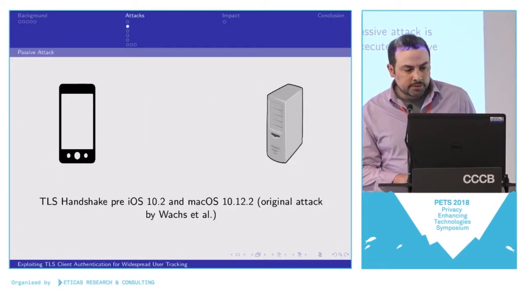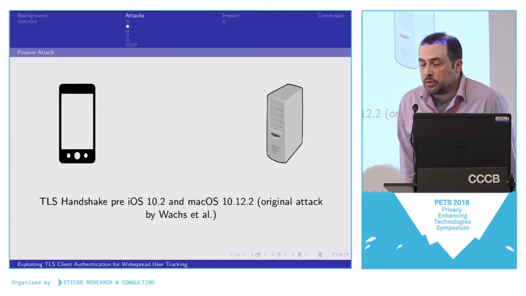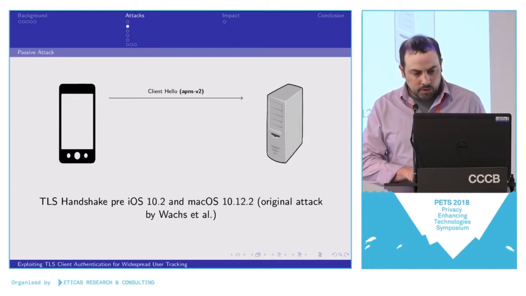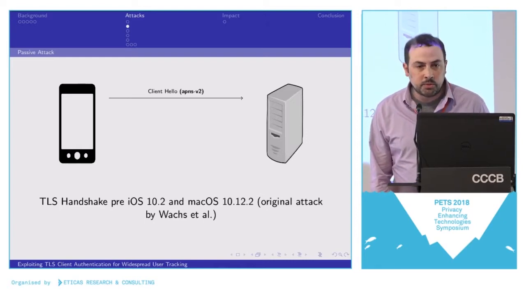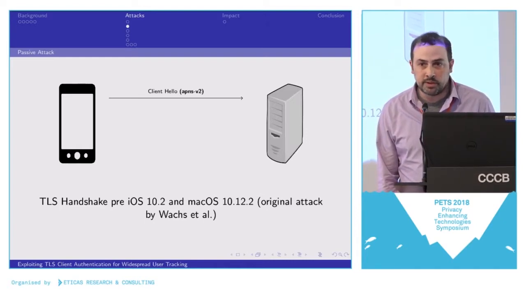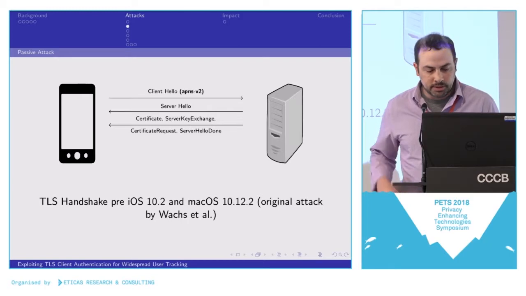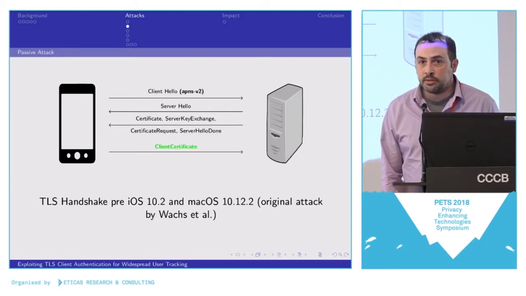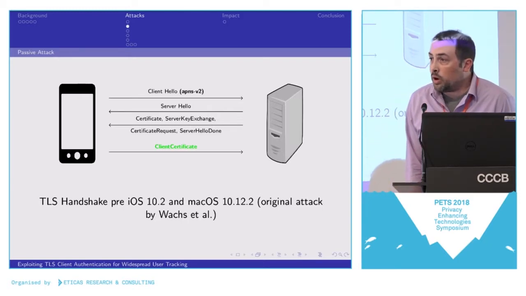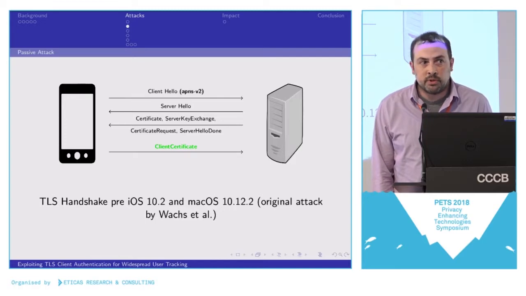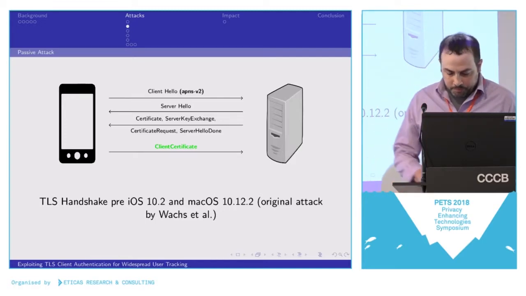So we'll start off with the old issue, where a passive attack was employed by Walks. Here we see the version 2 extension by the Apple Push Notification Server in their client hello. The server responds with the client request and its certificate all in the clear, and then you see the client certificate sent in the clear. Walks and his team showed that with 1.5 or so points of presence on the internet, they could intercept the majority of this push notification traffic.